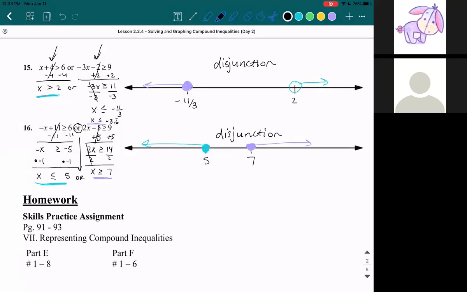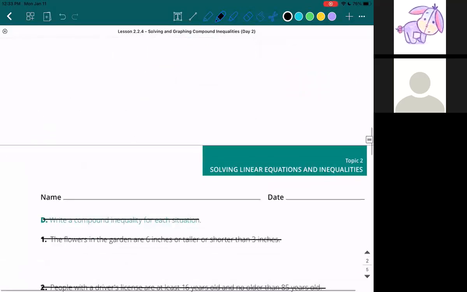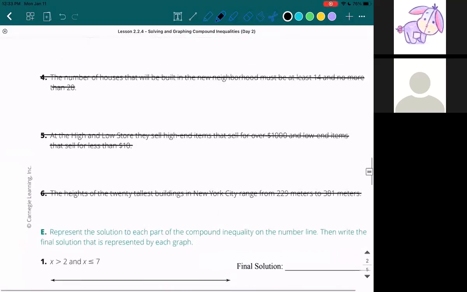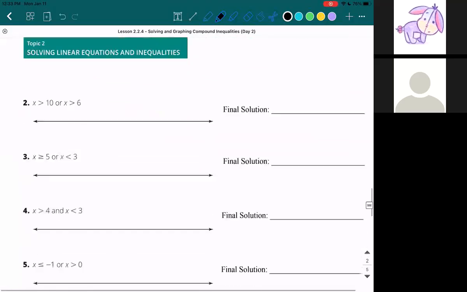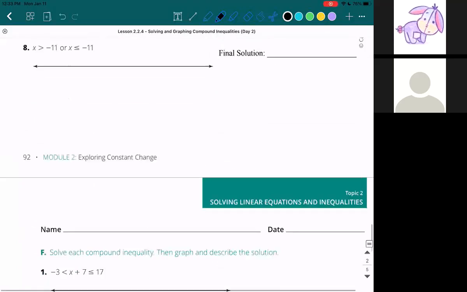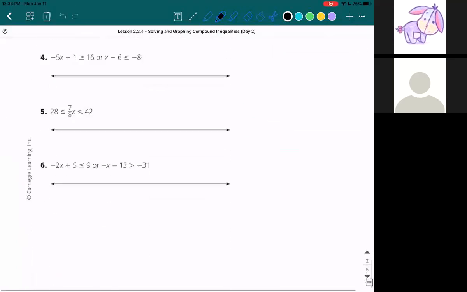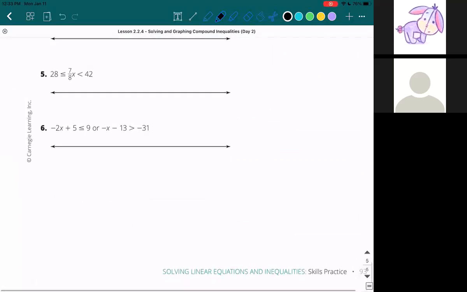Now, for your homework, you have to do parts E and F. Part E is 1 through 8, part F is 1 through 6. When you scroll down, don't do that one, you did it last time. E and F. So your task is to do those. If you have any questions, please call me over so that I can help you out. Other than that, I'll see you later.